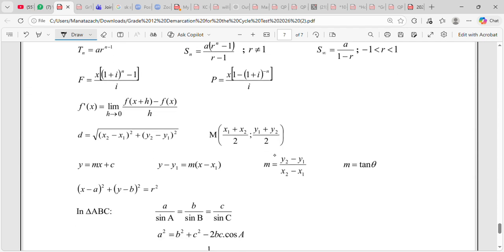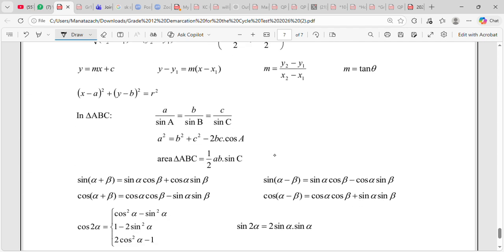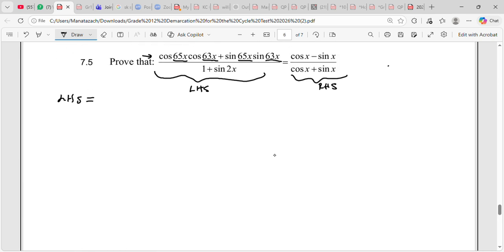Luckily, I have a formula sheet in front of me. So that should remind you of something like that, right? So it's something like here. So in our case, we've got 65x, we've got 63x. That will be your alpha and your beta. So in the middle, you have plus. That means you're going to have minus, right? When you simplify it.